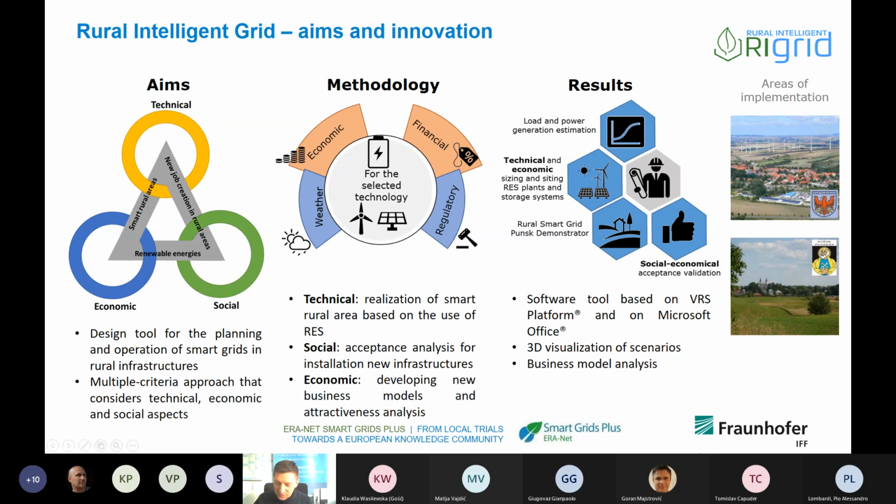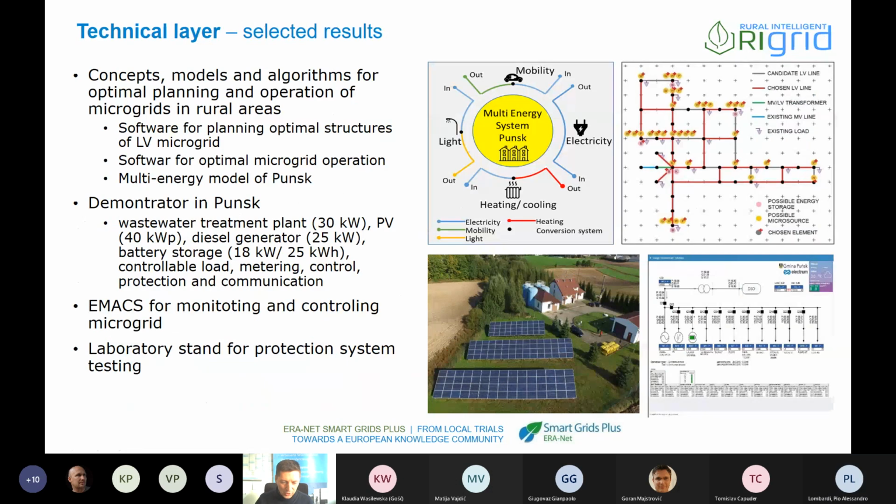From the other side, we have the Puńsk region in Poland, which is starting to deal with issues related to renewables, but they are facing the problems which Dadersheim faced several years ago. That's why we want to transfer this knowledge and this experience to other regions. So shortly, I will show you some results of it.